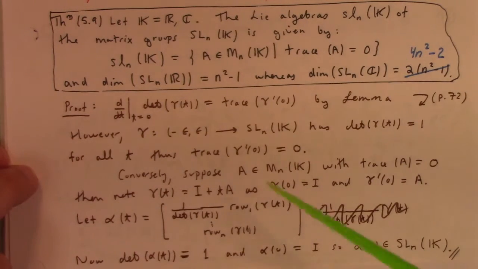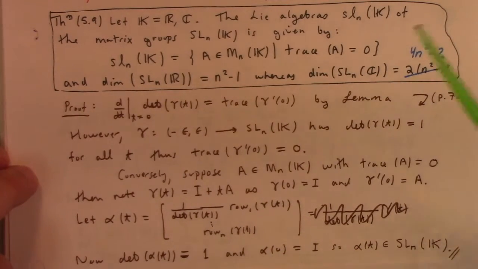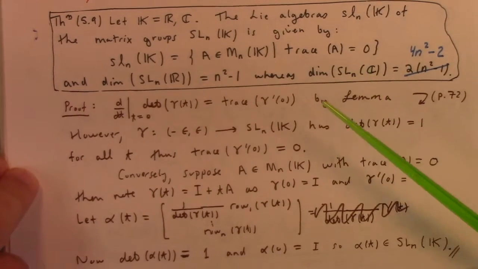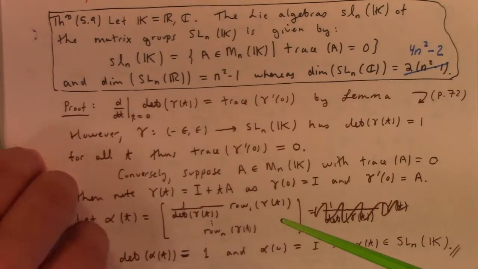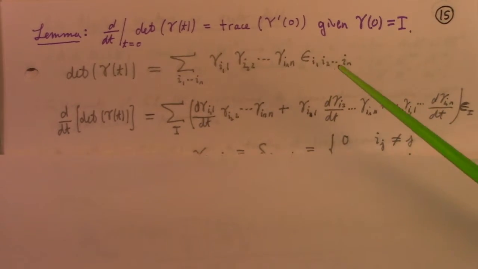Technically speaking, alpha doesn't take A as its initial velocity. It takes something close to A, but it's pretty much an arbitrary traceless matrix, so there you go. There's a little bit of fine print there. I'm going to skedaddle over here. Now, the lemma.